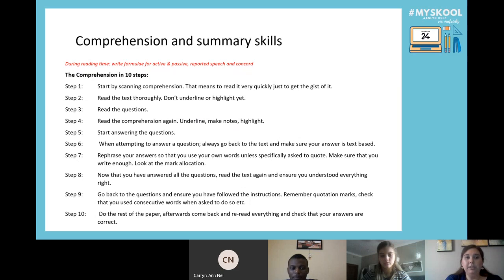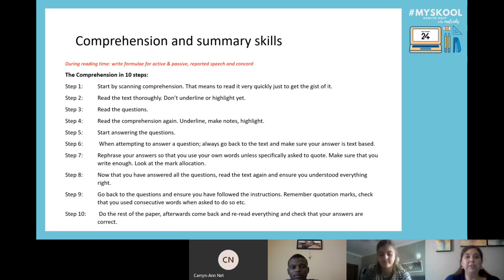Step 1, start by scanning the comprehension. That means to read it very quickly just to get the gist of it. Okay. Marley, when you receive your paper 1, how do you go about answering your comprehension? Do you just read it and start answering the questions? No, I read it and then I read the questions and then I read it again and then I answer the questions. Okay, that's a good start.